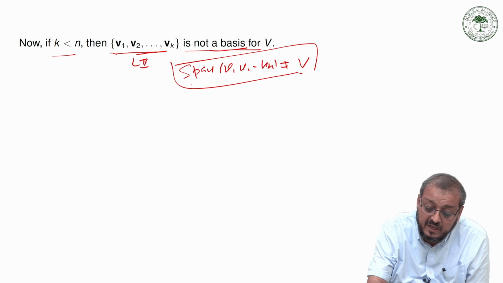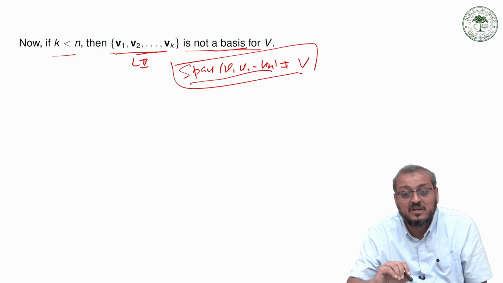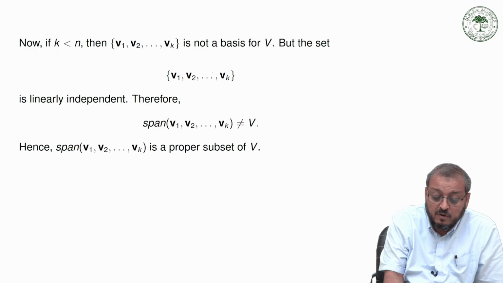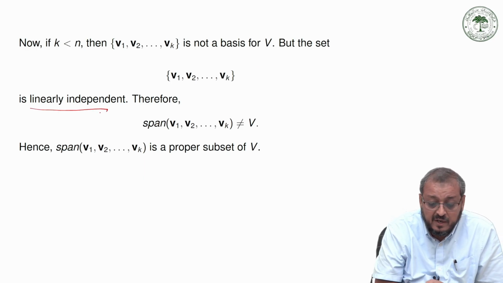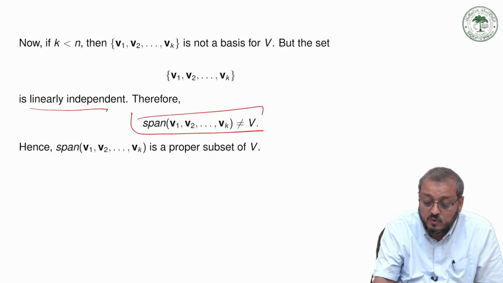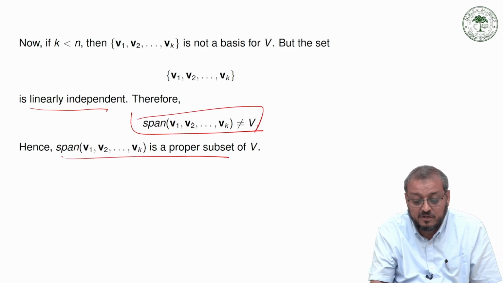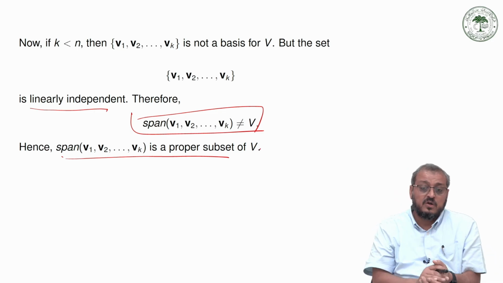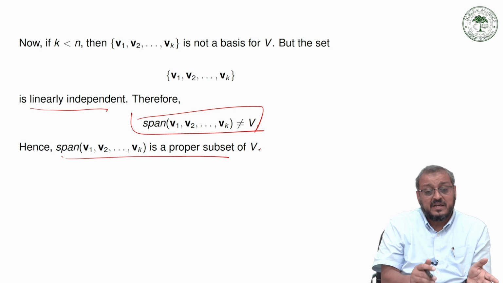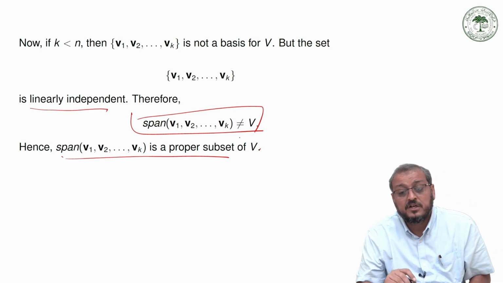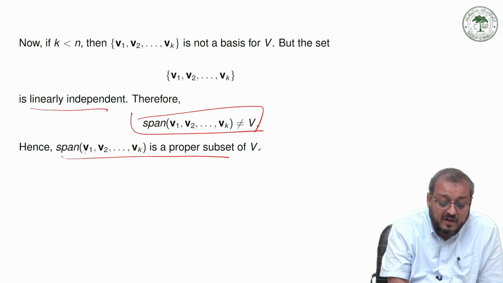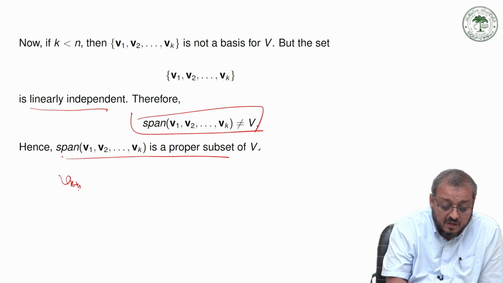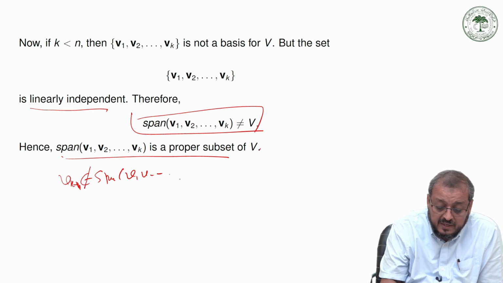We have to find one element which does not belong to the span of this set. Because v1, v2, ..., vk is linearly independent, the span is not equal to V, hence it is a proper subset of V. So we choose one element which does not belong to the span, that is, we choose v_{k+1} not belonging to the span of v1, v2, ..., vk.